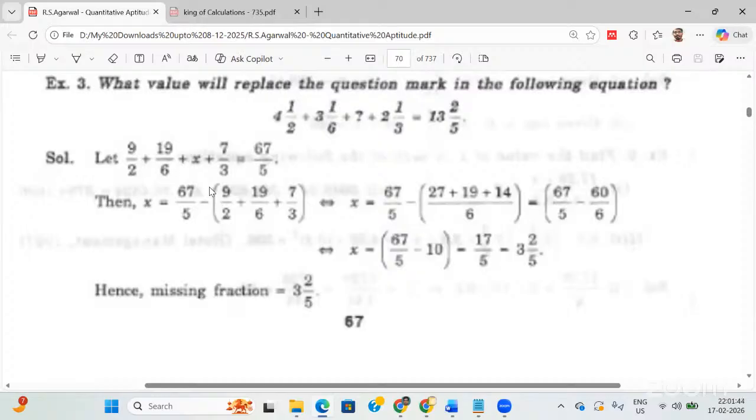Done? Then I consider this sum. How to solve this sum?